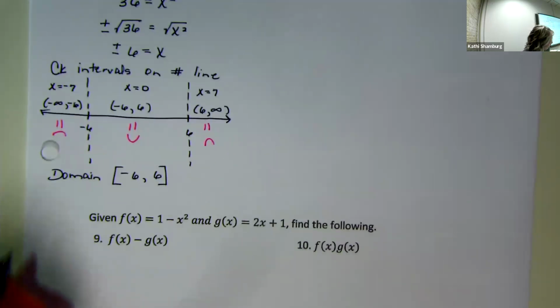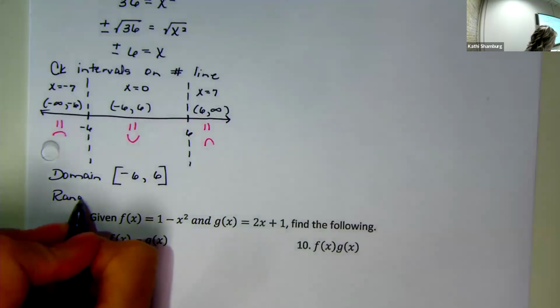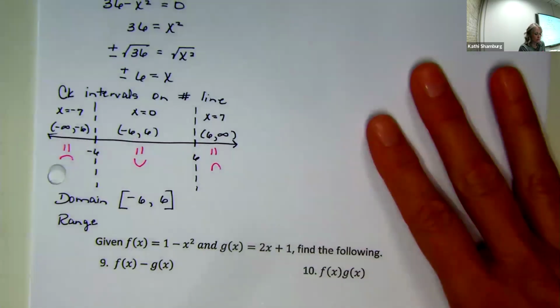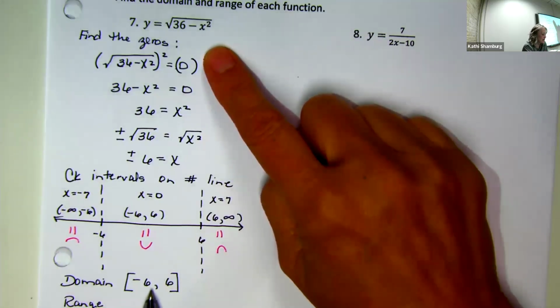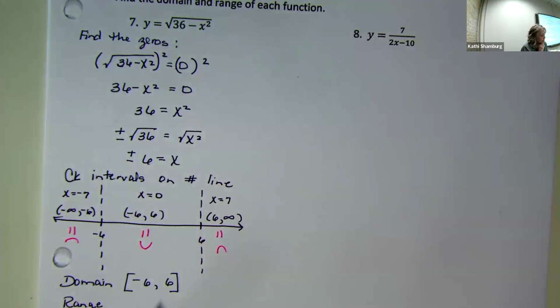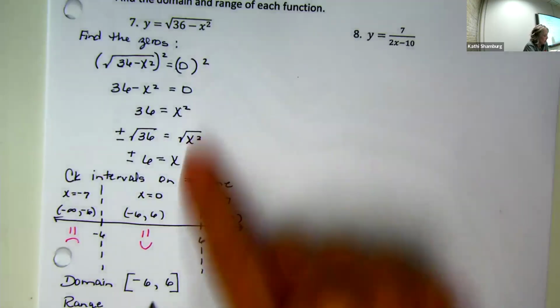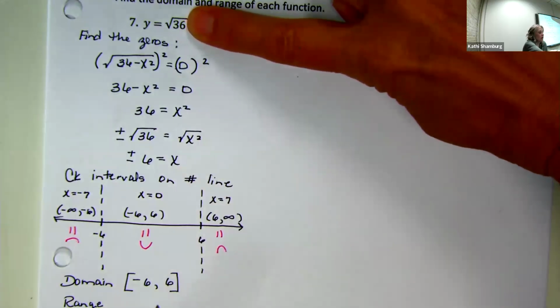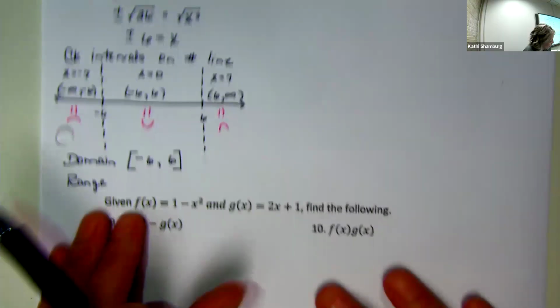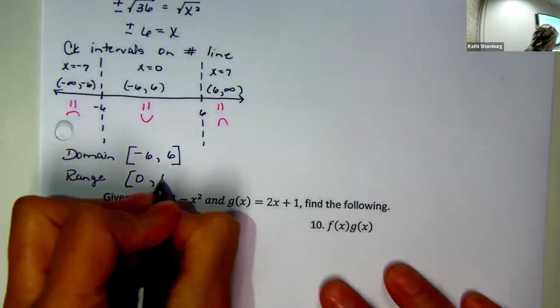Okay? All right, now, range is your allowable y values. So we have to think about when I plug these numbers in. So when we plugged in 6 and -6, we got 0, right? And we're going to look at a graph here in a little bit. So we want to know what is the tallest it will get going up. Well, let's think about when we put in 0, because that's going to give you the largest number, right? Well, what's 36 minus 0? 36. What's the square root of 36? 6. So the range is going to be 0 to 6.